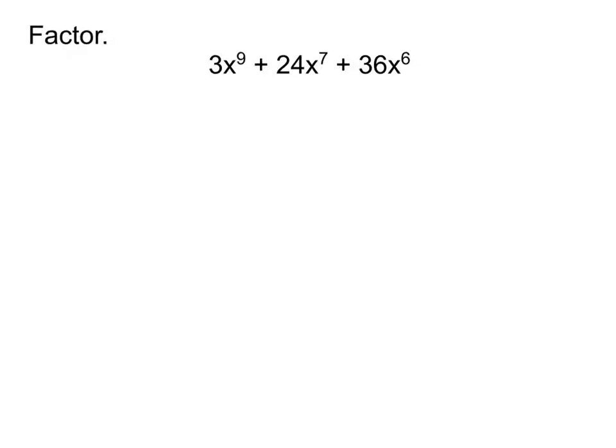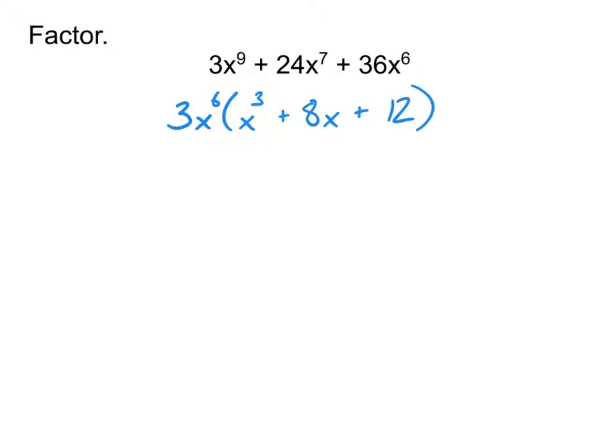So for doing this first factoring problem, we again start by looking to see what we can divide every term by, and it looks like everything's divisible by 3, and that I can pull 6 x's out of every single term. So I'm going to factor out 3x to the 6th. When I do that, in the first term, that leaves me with x to the power of 3, then plus 8x, and then plus 12.